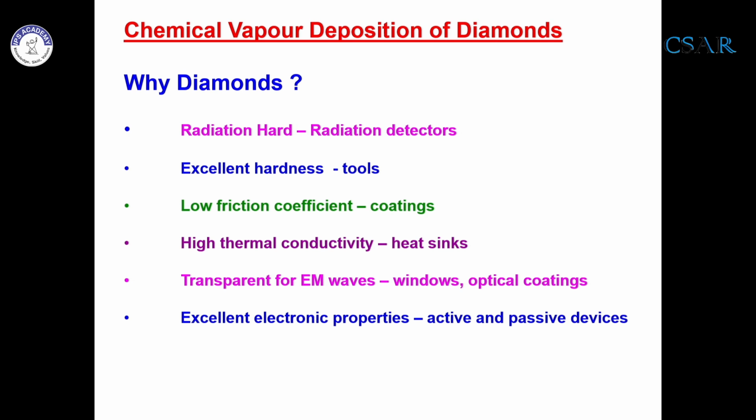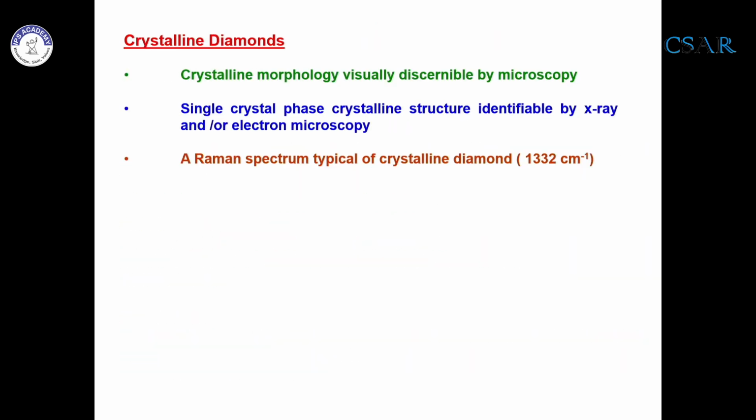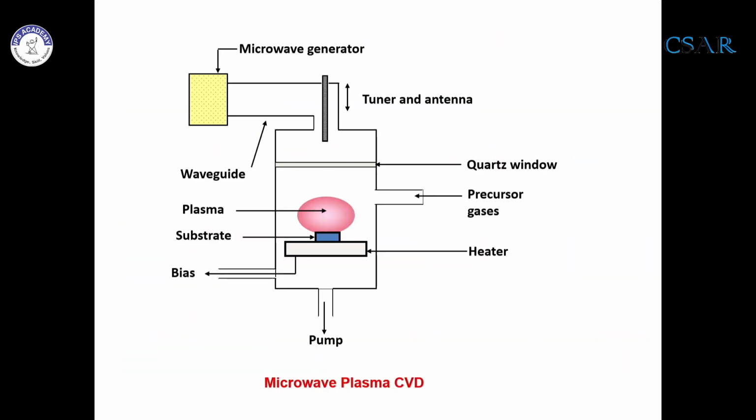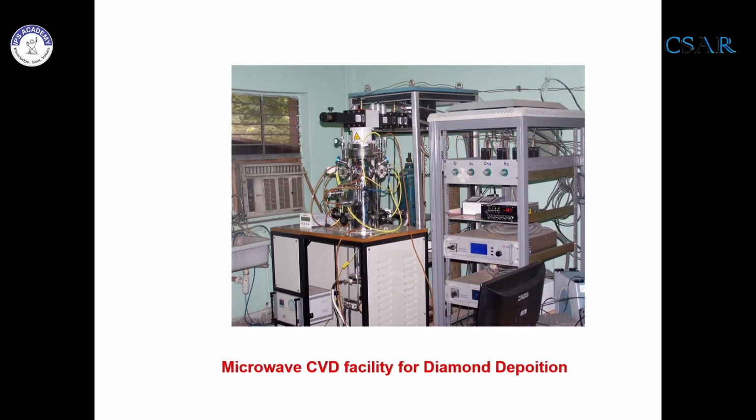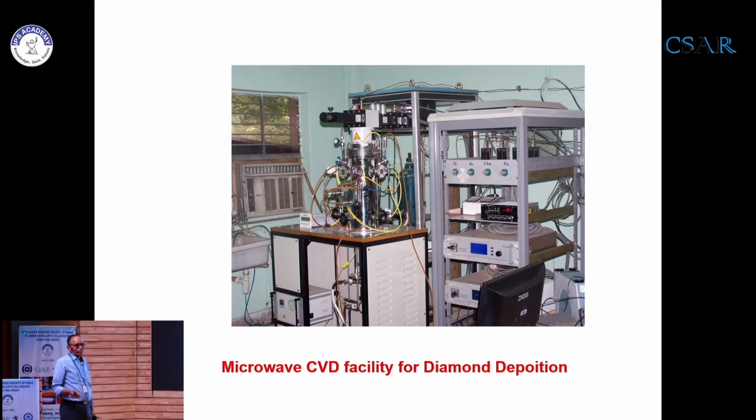So somehow my boss permitted me to set up one system. That is, we have set up one microwave plasma CVD setup for diamond deposition. We're using a 2 kilowatt magnetron. And I will just show you the system that we have set up. Of course, because BRC's objective is not to commercialize, we could not do that.